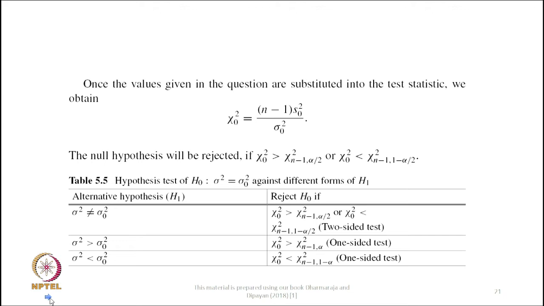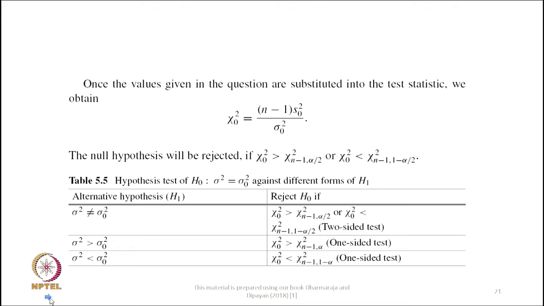First you identify the value of the test statistic, and in step 4 you identify the starting point of the critical region. If it is a two-sided test, then the critical region will be divided into half and half.